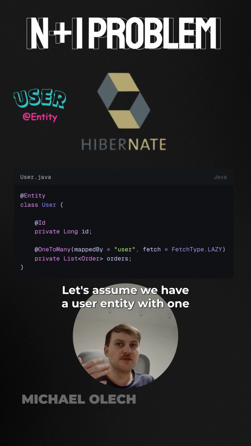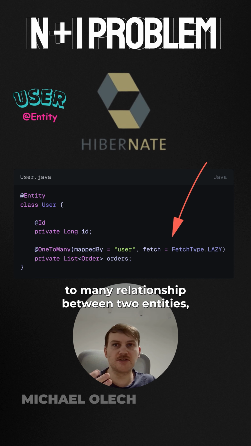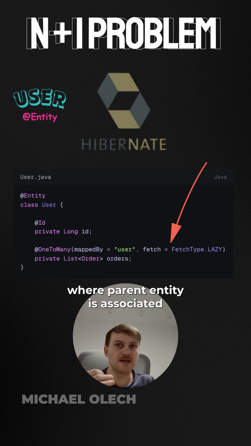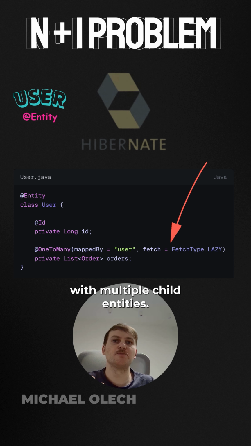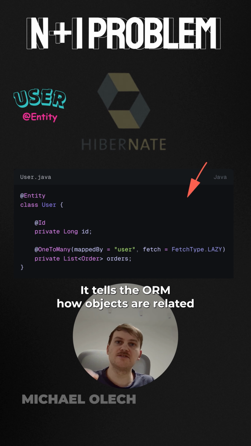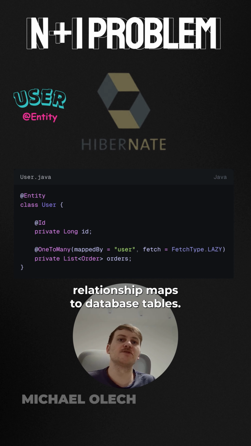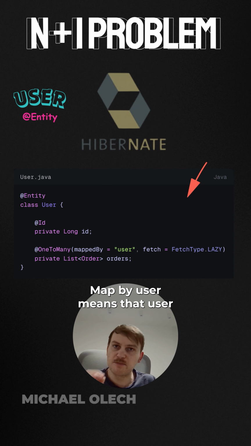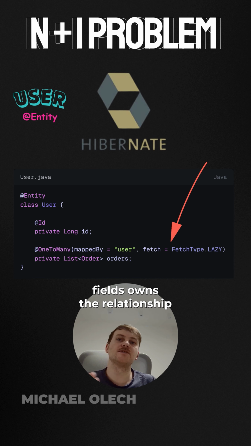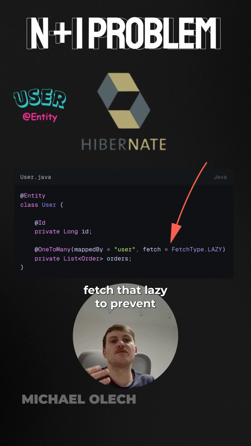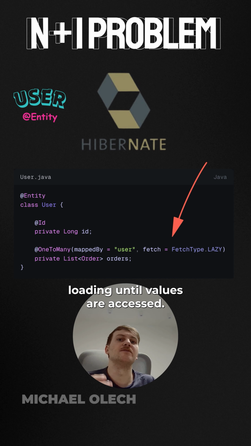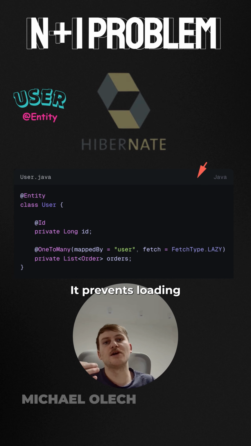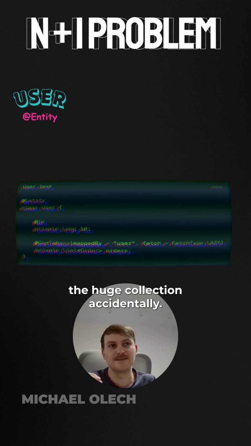Let's assume we have a user entity with a one-to-many relationship, which is a relationship between two entities where a parent entity is associated with multiple child entities. It tells the ORM how objects are related and how that relationship maps to database tables. mappedBy = "user" means that the user field owns the relationship. We have set FetchType.LAZY to prevent loading until values are accessed. It prevents accidentally loading huge collections.